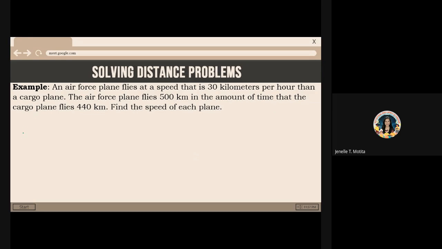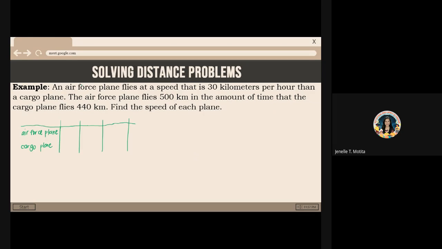a table, Air Force plane, and the other plane is called a cargo plane. So which is faster? As we all know, that is the Air Force plane. Okay, let me have the table first. Bear with my table. And there you have it.